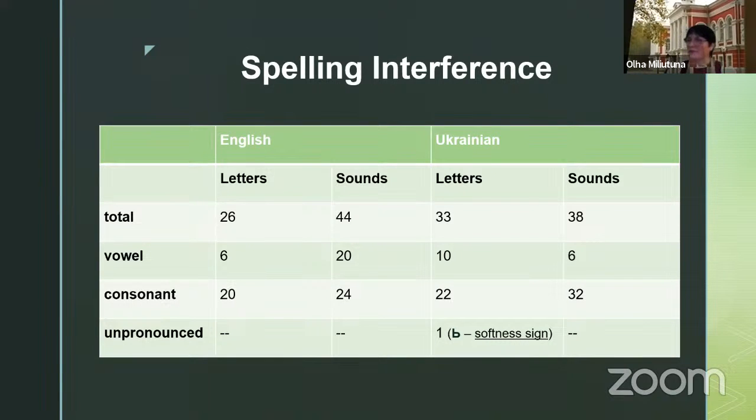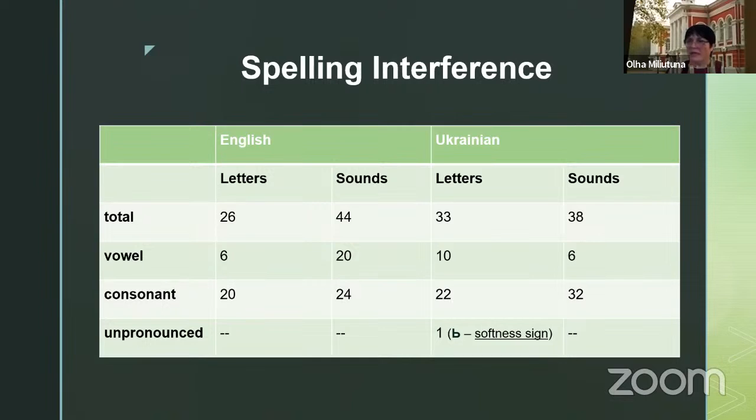Spelling interference, or it may be called orthography interference, deals with letters. Considering the interference of Ukrainian spelling on the English language, we must admit that in the Ukrainian language almost every letter corresponds to a certain sound. But there is no complete correspondence between sounds and letters.